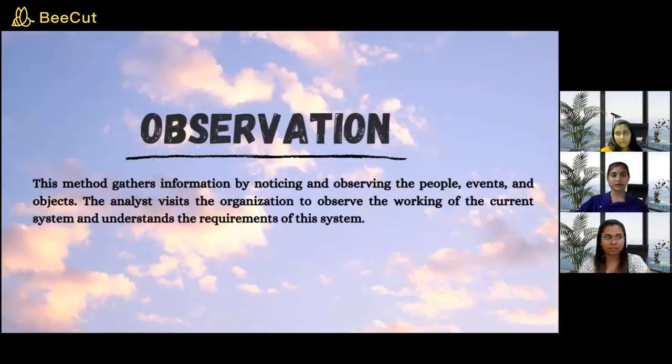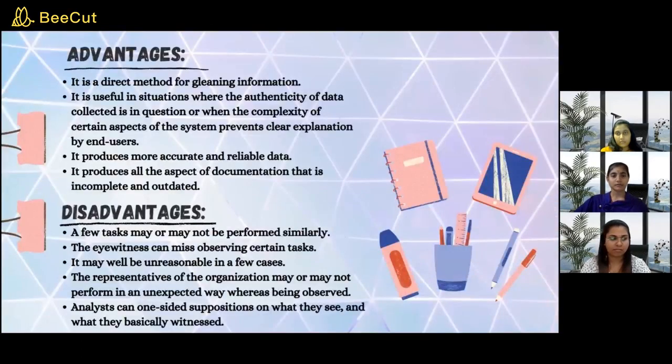Next, observation. This method gathers information by noticing and observing the people, events, and objects. The analyst visits the organization to observe the working of the current system and understands the requirements of this system. Advantages: it is a direct method for gleaning information. It is useful in situations where the authenticity of data collected is in question or when the complexity of certain aspects of the system prevents clear explanation by end users.